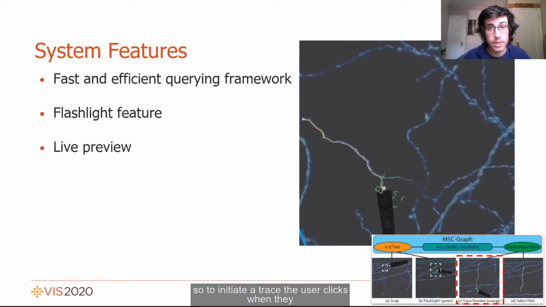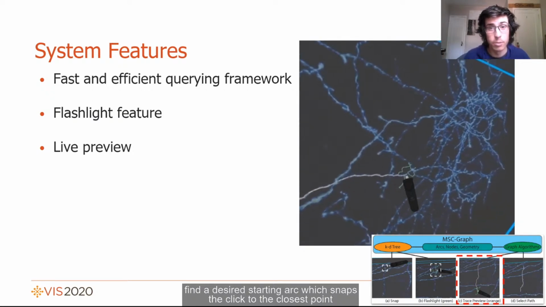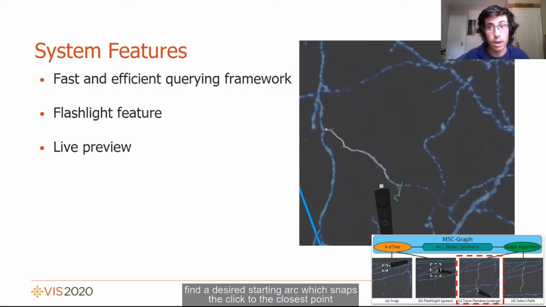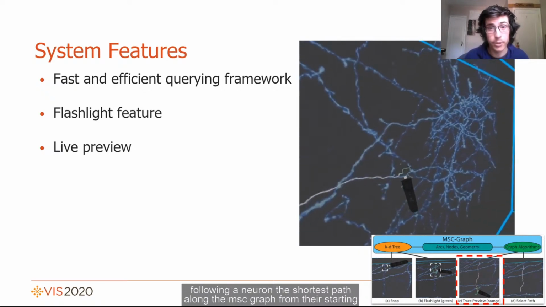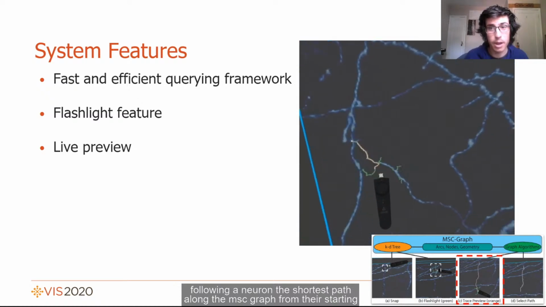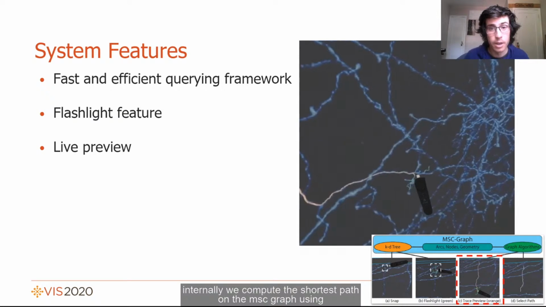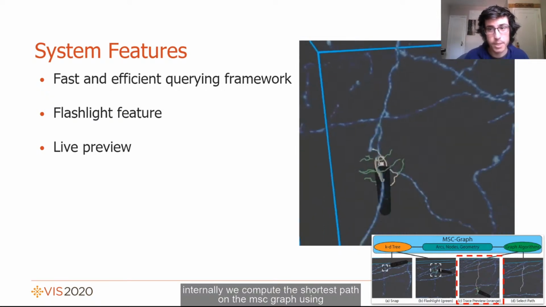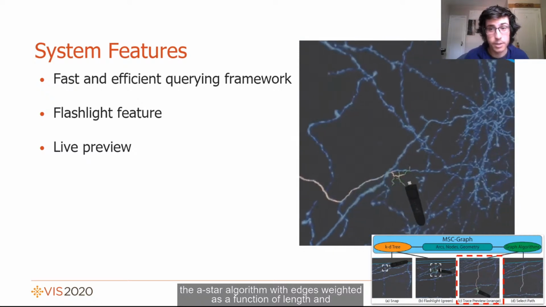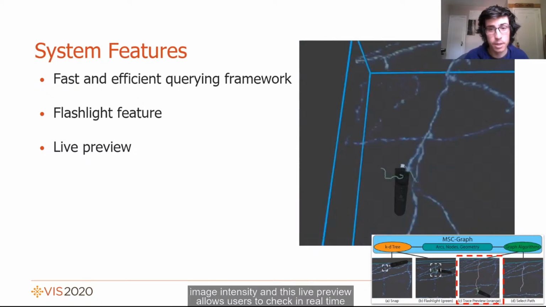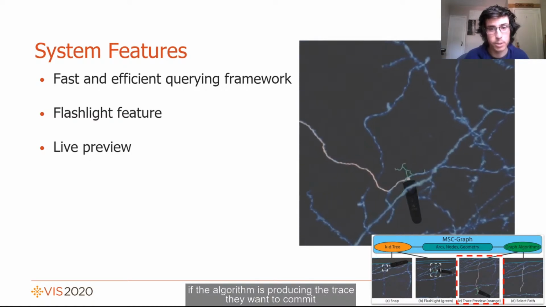So to initiate a trace, the user clicks when they find a desired starting arc, which snaps the click to the closest point on that arc from the controller. And then as they hover around the data following a neuron, the shortest path along the MSC graph from their starting point to their controller is shown as a live preview in orange. Internally, we compute the shortest path on the MSC graph using the A-star algorithm, with edges weighted as a function of length and image intensity. And this live preview allows users to check in real time if the algorithm is producing the trace they want to commit.